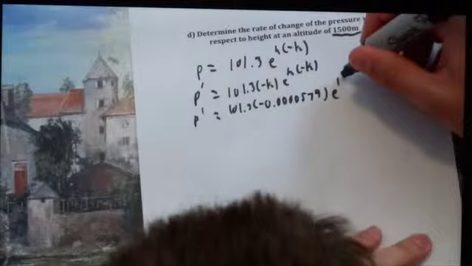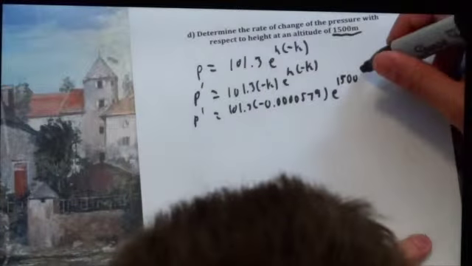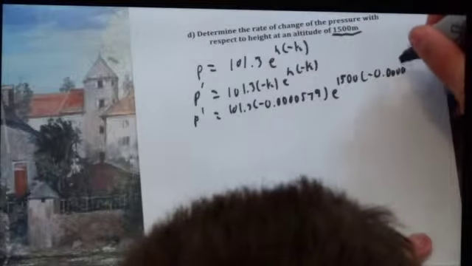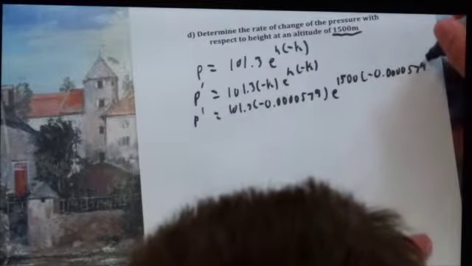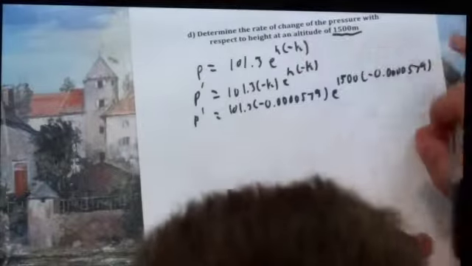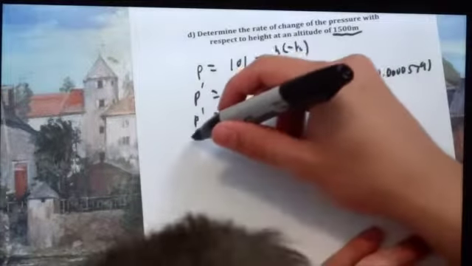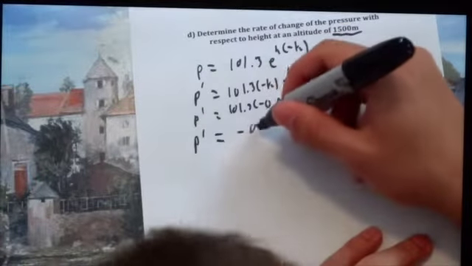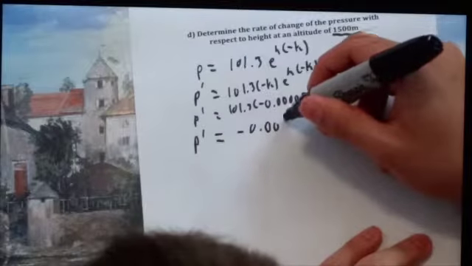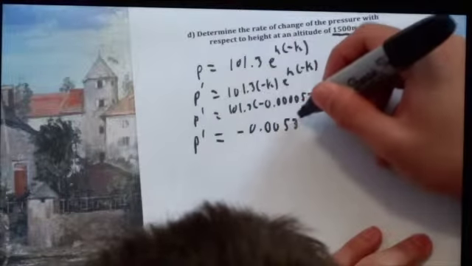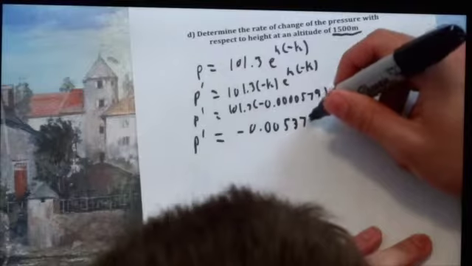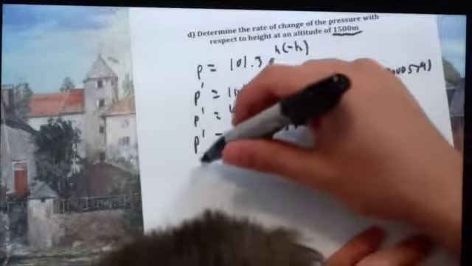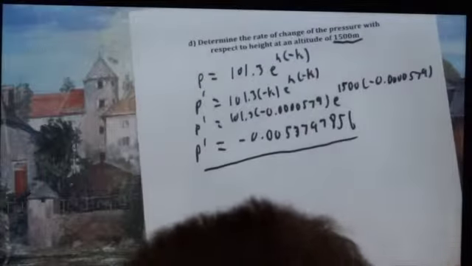We plug in 1,500 for h. Now negative k again is just 0.0000579. Plug this whole thing into your calculator right away and you'll get your answer. So P prime is equal to negative 0.0037978. And that is the answer to part D.